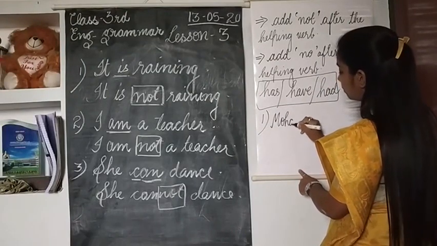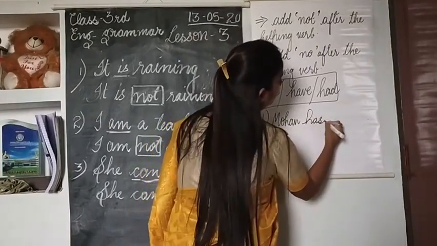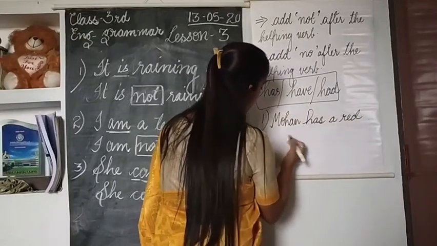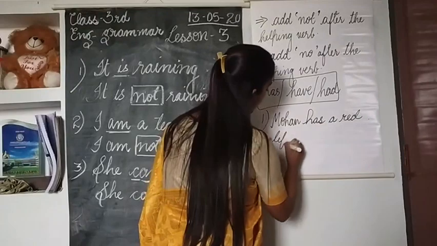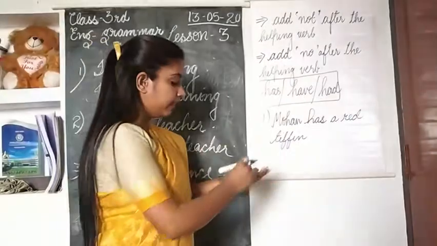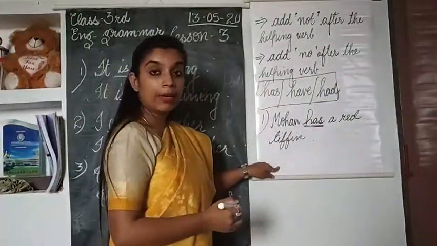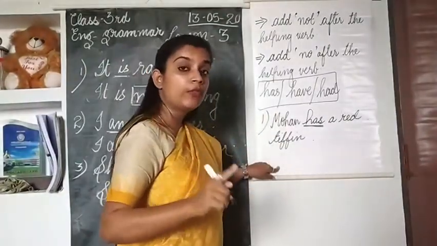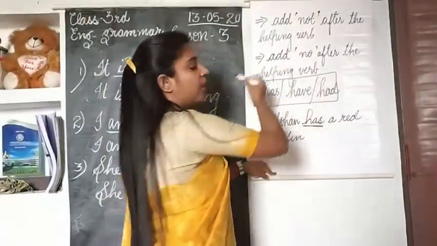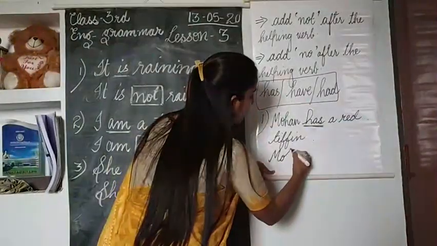Mohan has a red tiffin. Okay. Now see, this sentence has a helping verb has in it. Okay, in this sentence, what is the helping verb? Has. If has, have or had is present, you will not add not, but you will add no after the helping verb. Okay, so how will you make it negative? What will be the negative of this sentence?